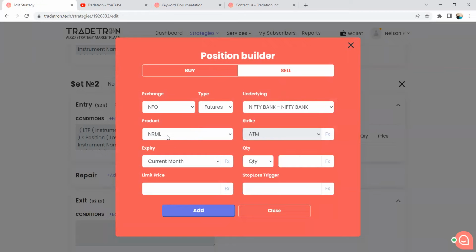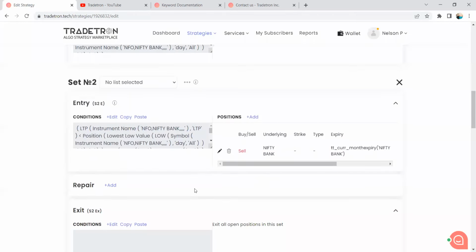So that's the reason why we're keeping it as NRML. You can keep it as intraday also if you like. And then again, expiry will be current month and quantity will be lots, as we discussed in the first part. So current lot is equal to 0. So this is the short position.